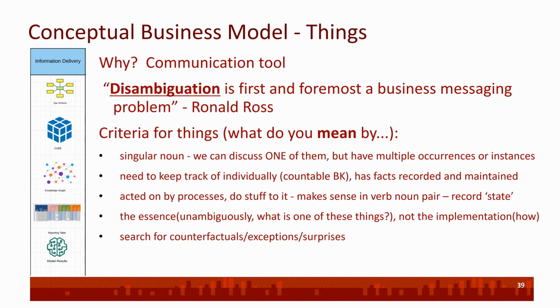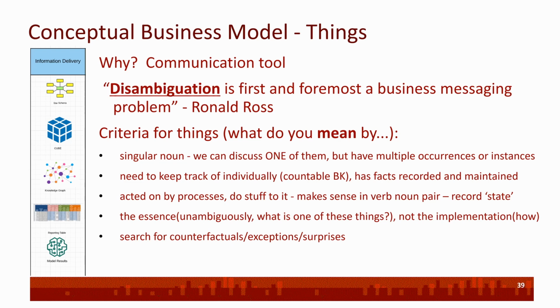So the things that we are talking about here are what become the hubs in your raw data vault. So what do you mean by it? And we try and refer to them with a singular noun. We can discuss one of them, but we have multiple occurrences that are uniquely identifiable. They have a business key. They are different. And we have facts and data recorded about them.